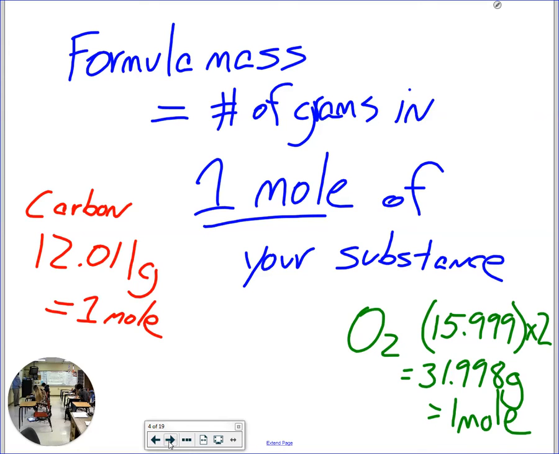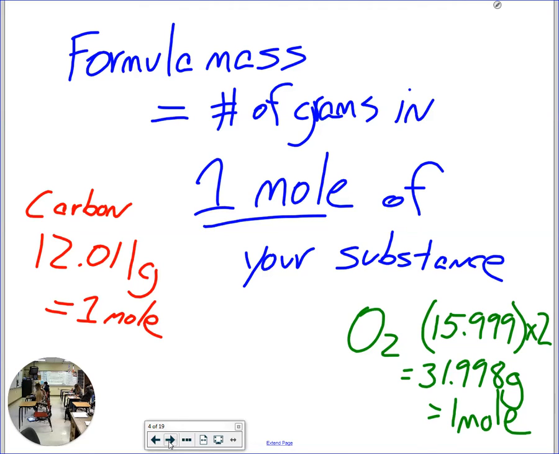But that's what we refer to when we refer to formula mass or molar mass or just mole mass. They all mean the same thing. Sometimes you hear it referred to as molecular weight or molar weight. That's not accurate, but it kind of means the same thing. Okay? They're all interchangeable.